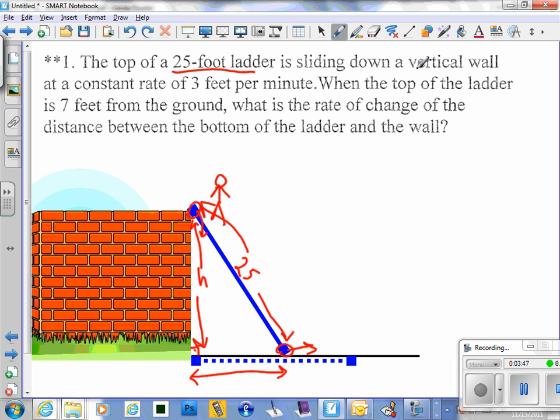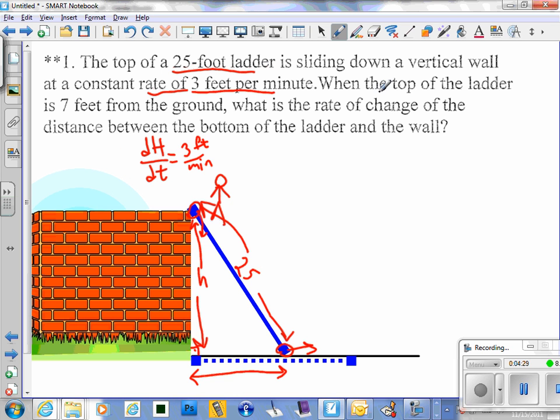It is sliding down a vertical wall at a constant rate of 3 feet per minute. Okay, we have a rate given here. The change in height over change in time is given here as 3 feet per minute. Let's keep jotting this information, step by step, to understand what's given, what to find.